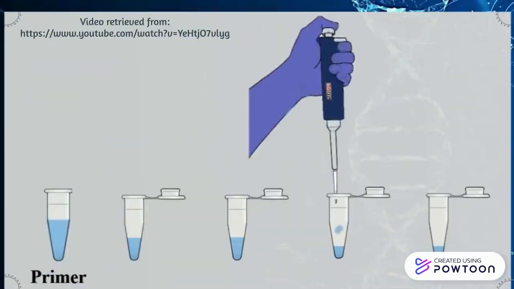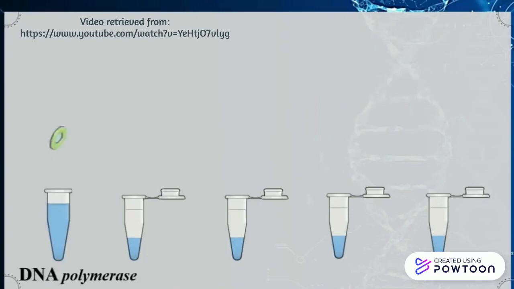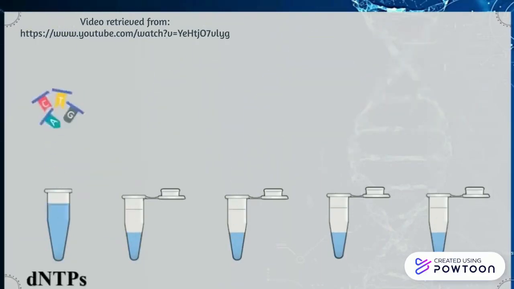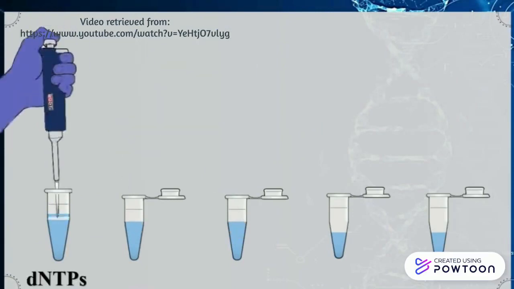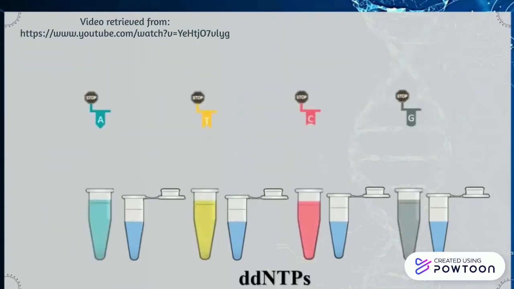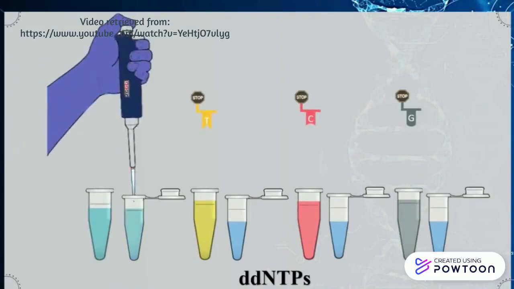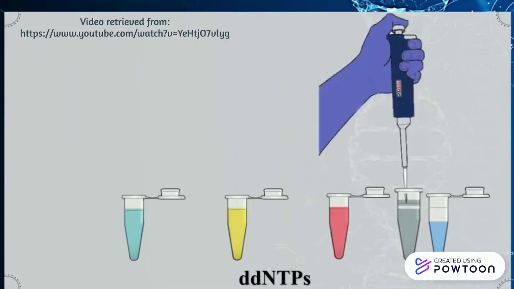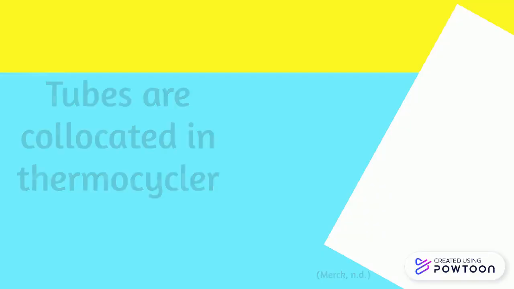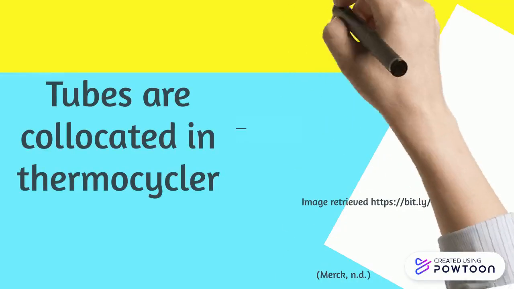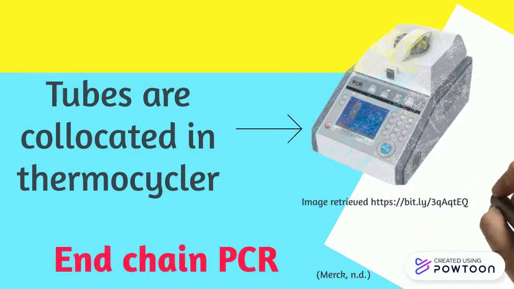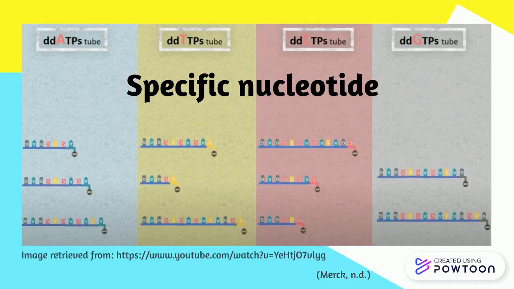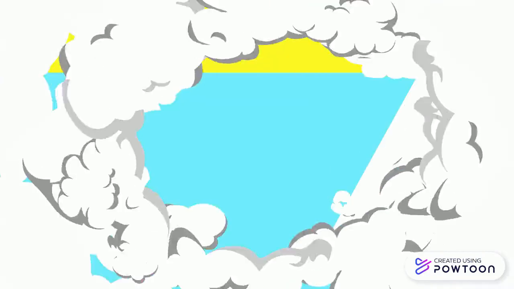First, a primer is transferred to 4 tubes. Then, DNA polymerase is added to each tube. Subsequently, dNTPs are added to each tube, and then specific dd-NTPs, dideoxynucleotides, which can be guanine, adenine, cytosine, or thymine, are put in each tube. Then, the tubes are placed in the thermocycler, and an N-cycle PCR is performed. Each tube has sequences that end with a specific nucleotide, depending on the dd-NTP added.